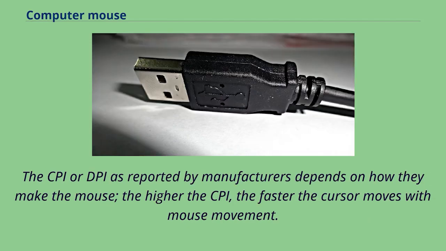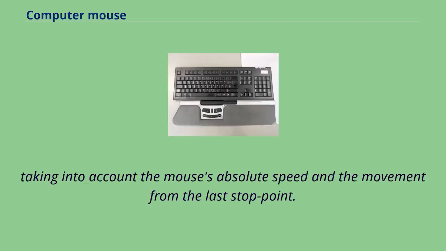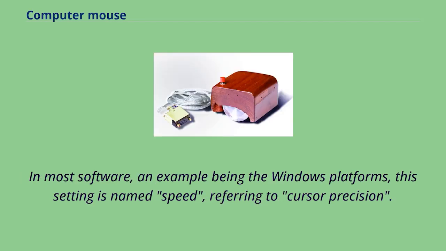The CPI or DPI as reported by manufacturers depends on how they make the mouse. The higher the CPI, the faster the cursor moves with mouse movement. However, software can adjust the mouse sensitivity, making the cursor move faster or slower than its CPI. As of 2007, software can change the speed of the cursor dynamically, taking into account the mouse's absolute speed and the movement from the last stop point. In most software, an example being the Windows platforms, this setting is named speed, referring to cursor precision.